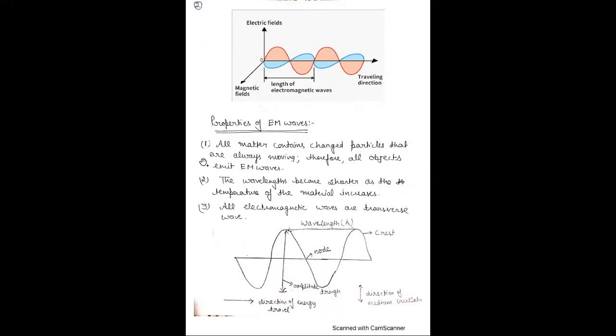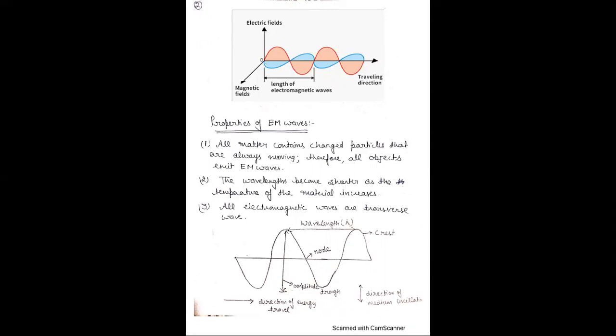Now, what are the properties of EM waves? First, all matter contains charged particles, and these are always moving, which means there is an electric field as well as a magnetic field. Therefore, all objects emit EM waves. Next, the wavelength becomes shorter as the temperature of the material increases. Means the wavelength of the electromagnetic waves decreases if the temperature of the material increases.